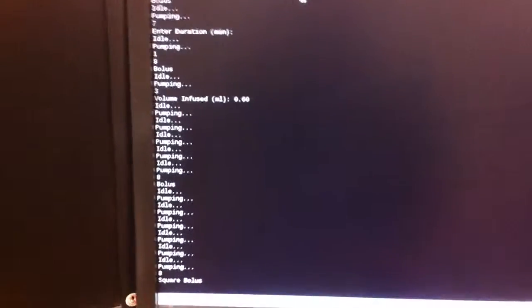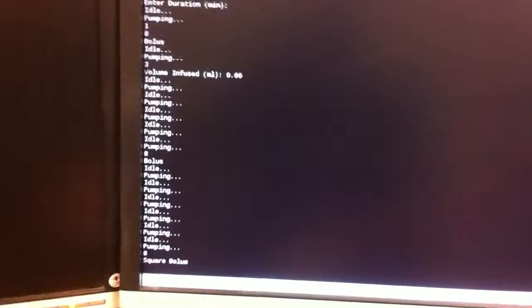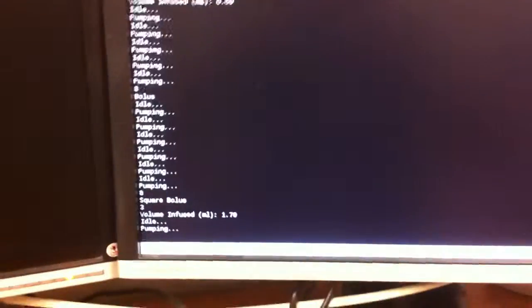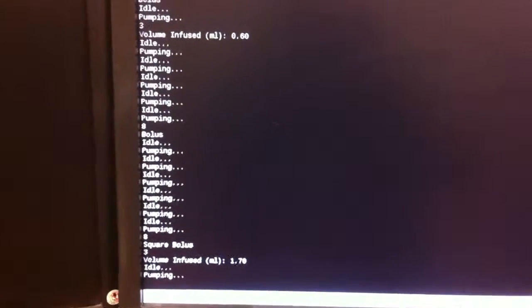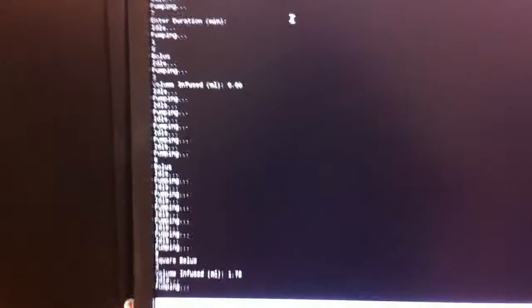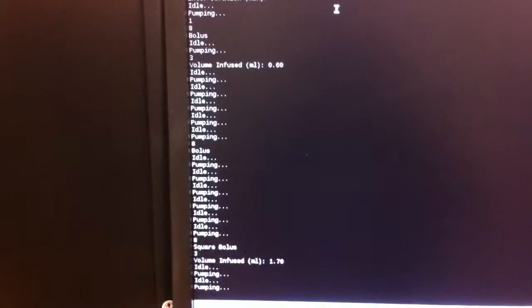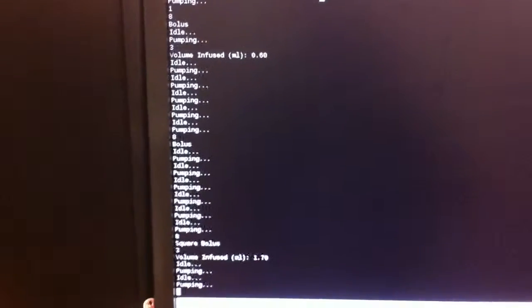Okay, let's check the mode. Oh, and now you see there's square bolus, so that means that the patient bolus is completed. And you can check it's 1.7 milliliters. So I believe after 3 more doses, it should switch into KVO rate. And then clinician intervention is needed in order to restart the pump, because there's a hazard that too much drug was delivered, and the clinician should make a decision what to do now.